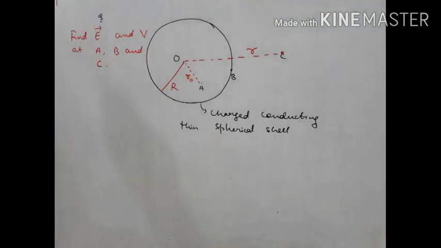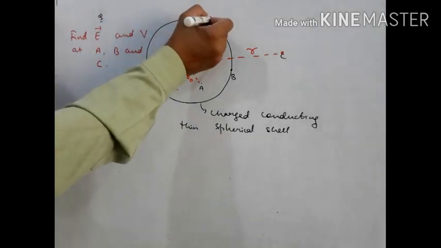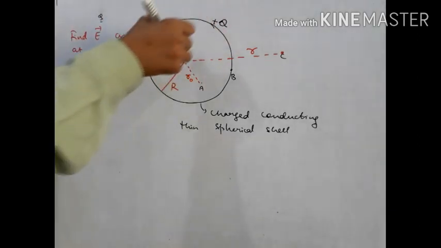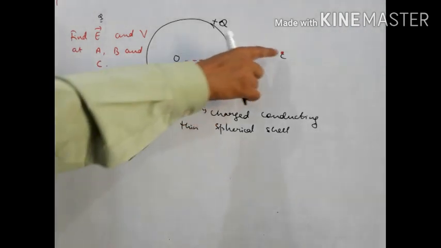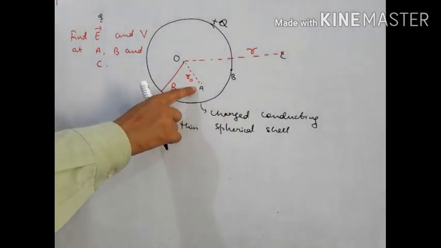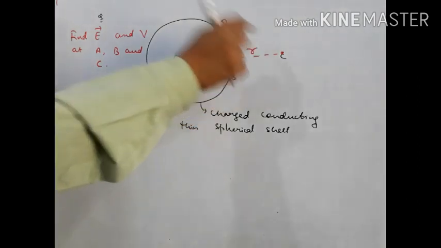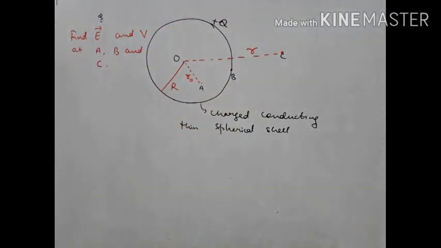There is a hollow spherical shell, hollow sphere you can say, that is conducting, and it has some charge. Suppose the charge on this sphere be plus q. Its radius is capital R. 3 points are taken, A, B and C, which lie inside, on the surface and outside the surface. At these 3 points we have to find electric field and potential.